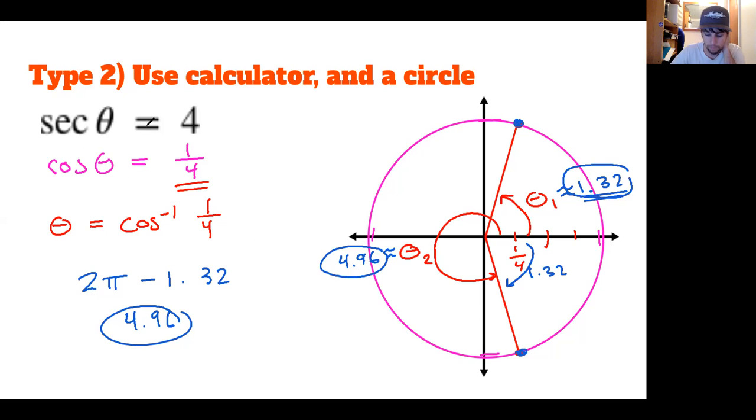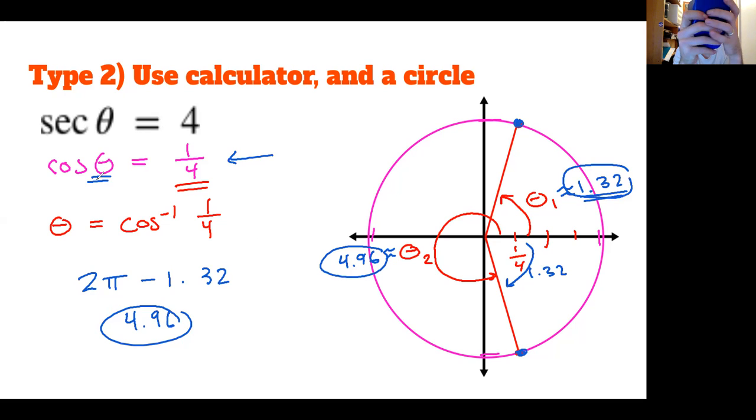Let's not plug it into secant, but let's plug it into cosine. We'll plug it in right here. So we will do cosine of 1.32. Just make sure it's really close to 1/4. We're close. 0.248. 1/4 would be 0.25. So actually, that's pretty good. It's probably as close as we can get with 2 decimal places.